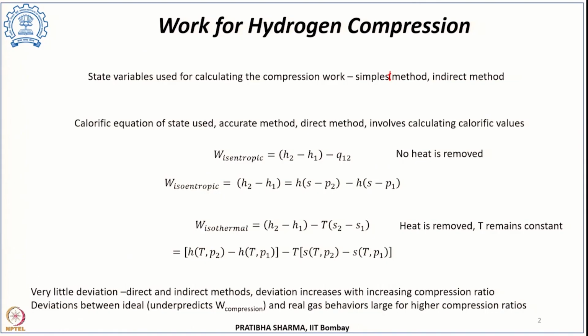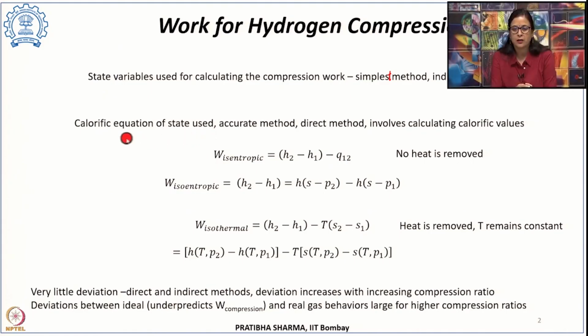However, if instead of state equation, if we use calorific equation of state to calculate the work of hydrogen compression, this method is a direct method and it is a more accurate method to find out the work of compression. In this method, which is also known as direct method, we have to calculate the calorific values. Now again, if we consider the compression process to be approximated by either an isothermal or an isoentropic process, then we can calculate using this direct method the work of compression.